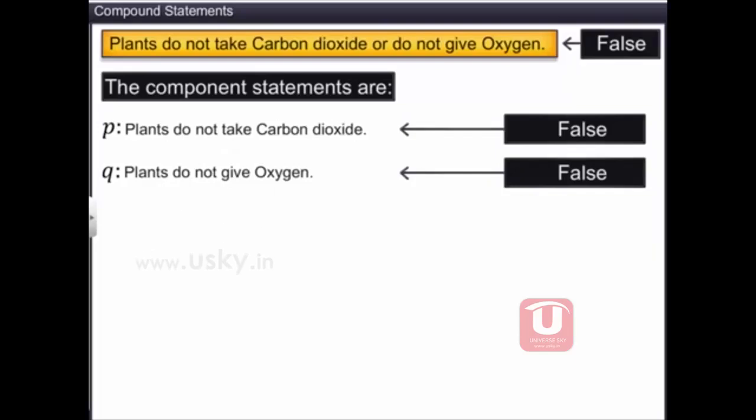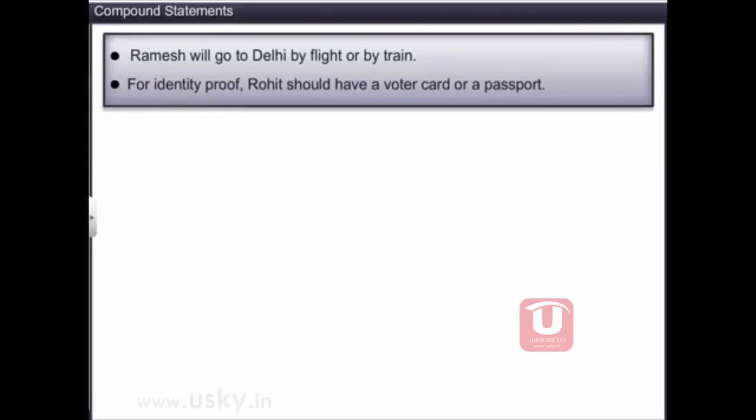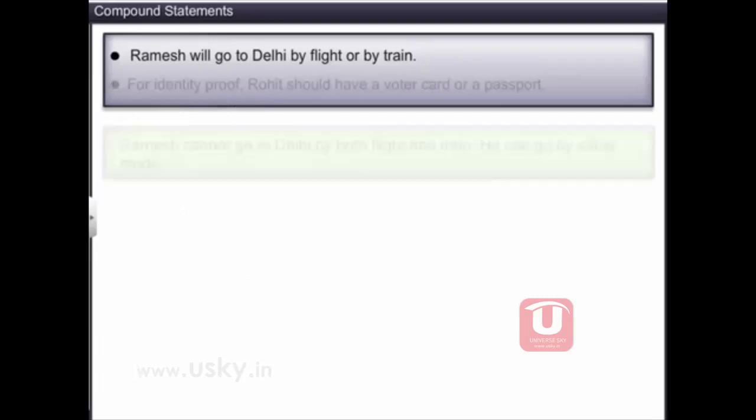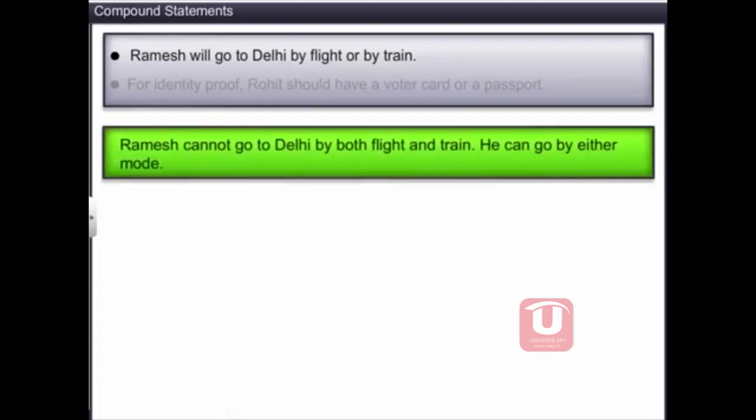The connective "or" in a compound statement can be either exclusive or inclusive. Let's first consider the statement, Ramesh will go to Delhi by flight or by train. In this case, Ramesh cannot go to Delhi by both flight and train. He can go by either mode. If he travels by one, he cannot travel by the other at a given time. In such sentences, "or" is exclusive.